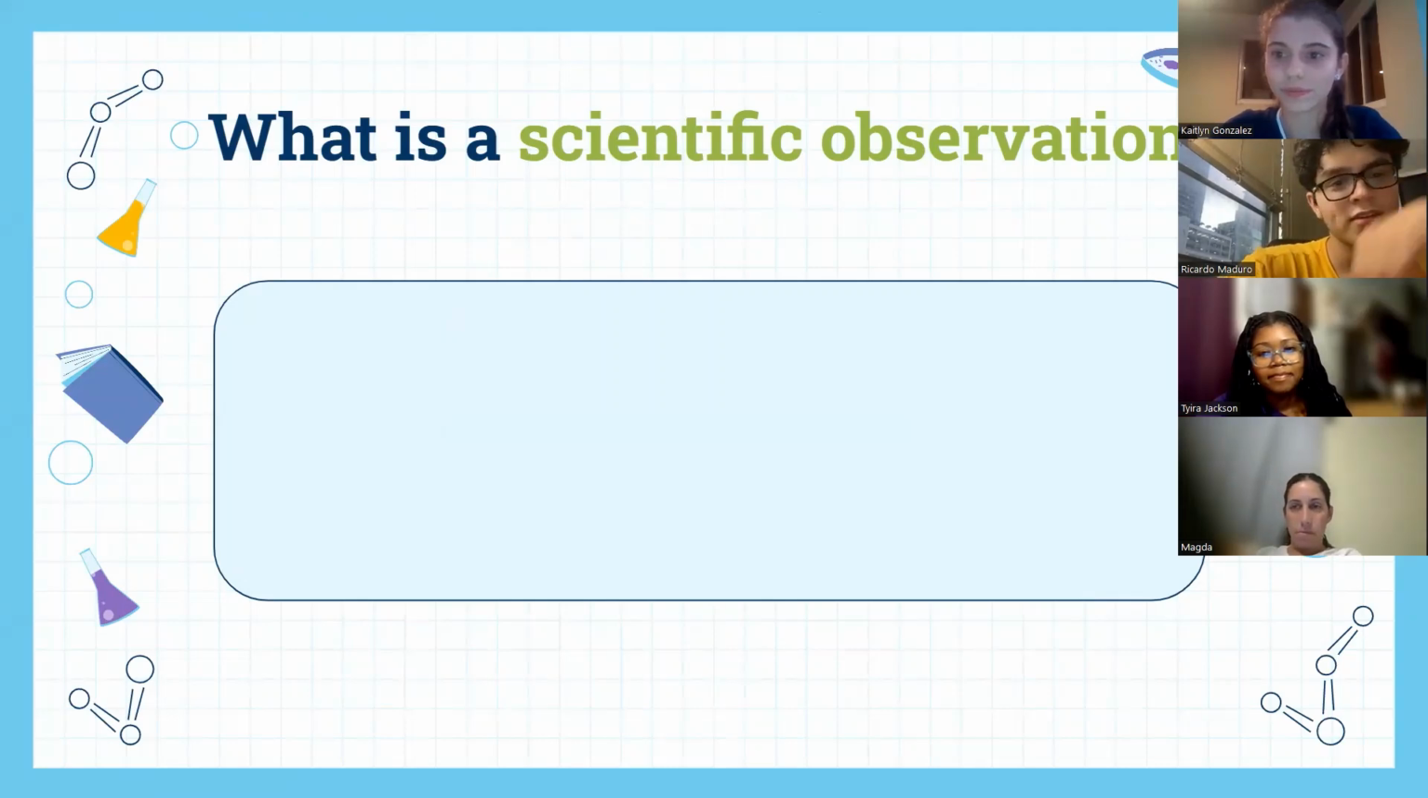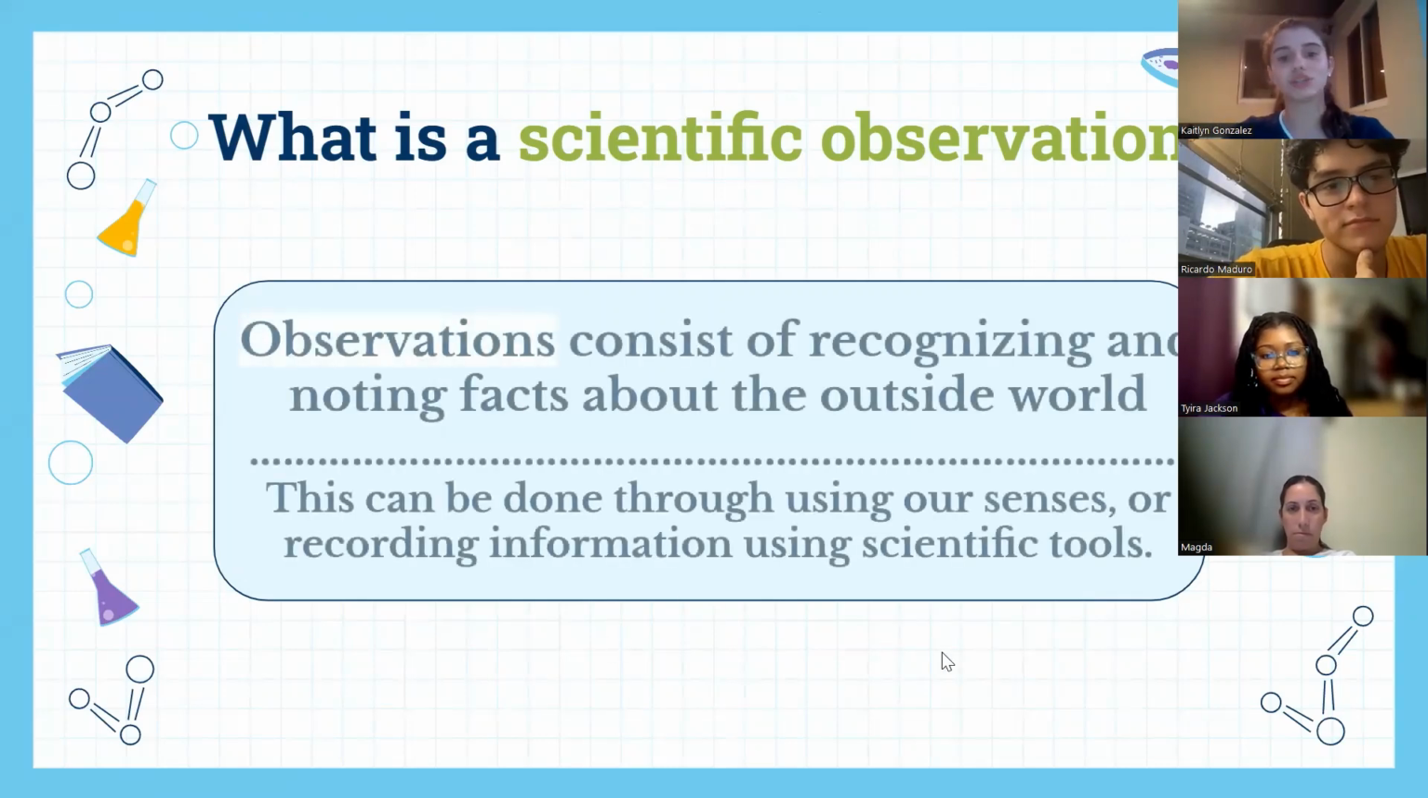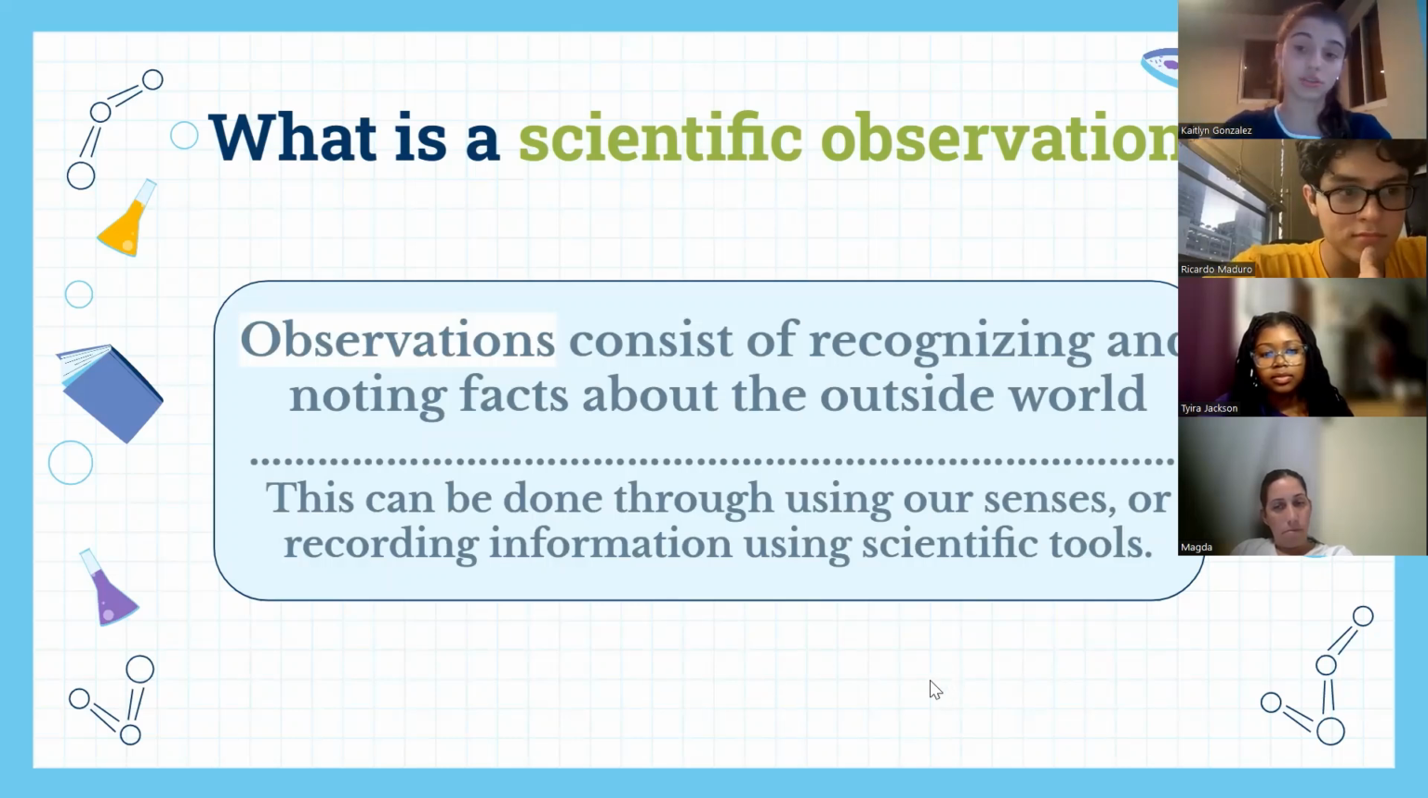What do you think a scientific observation could be? Like what you see. Perfect. Okay, so to go more in depth, an observation consists of recognizing and noting facts about the outside world. So this can be done through using our senses, like what Ricardo said, or recording information using scientific tools.